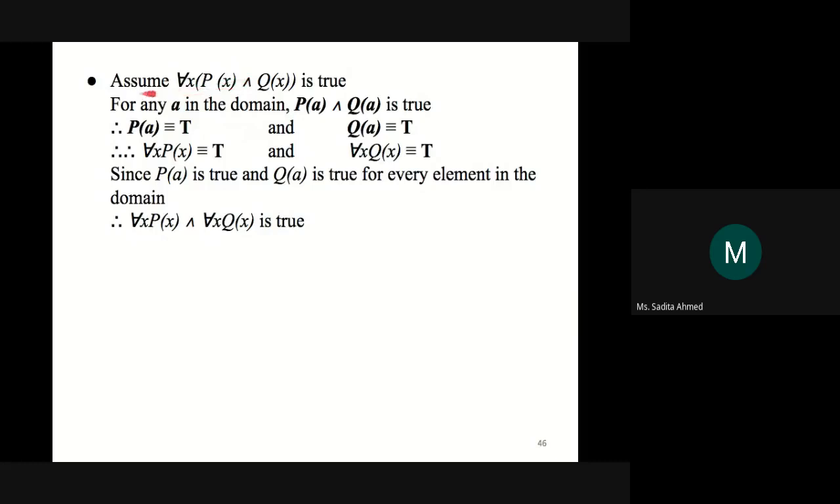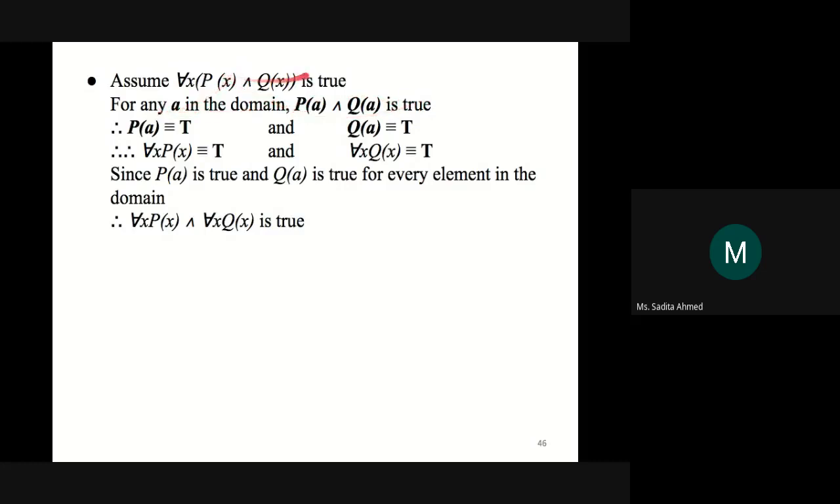What was our assumption? That the statement is true for all x's from the domain. For all values of the domain, this statement is true. Now, a is in the domain. Any variable a, as long as it's in the domain, the statement is true for a, right? So we can say that for any a in the domain, P(a) and Q(a) is true.